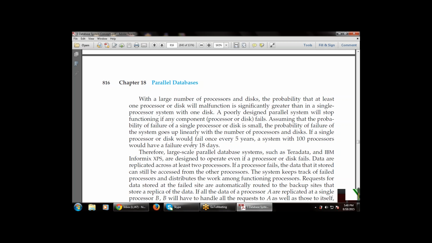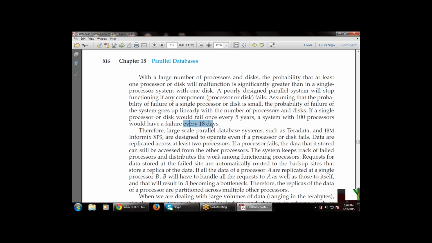A poorly designed parallel system will stop functioning if any component fails. So if the parallelism is poorly designed, the system stops working if any component fails. Assuming that the probability of failure of a single processor or disk is small, the probability of system failure goes up linearly with the number of processors and disks. A single processor system will fail once every 5 years, while a system with 100 processors will have a failure every 18 days.